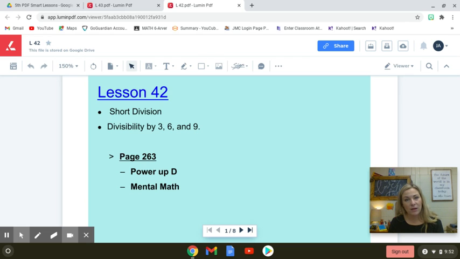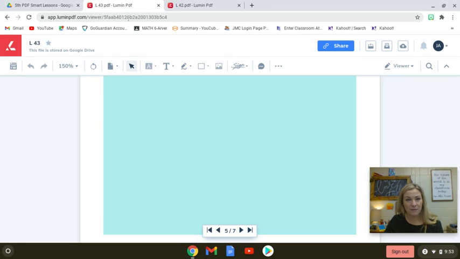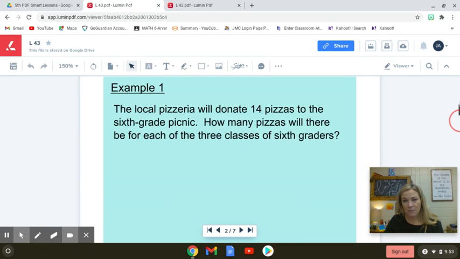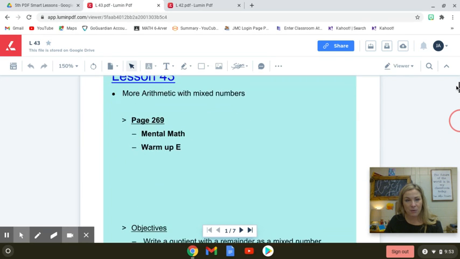So in lesson 42, we're going to be talking a little bit about short division, what that is, also the divisibility rules of number 3, 6, and 9. And then I'll flip over to this set of slides here, lesson 43. Sorry about this. And we're going to be talking just a little bit more about mixed numbers. So more arithmetic with mixed numbers.